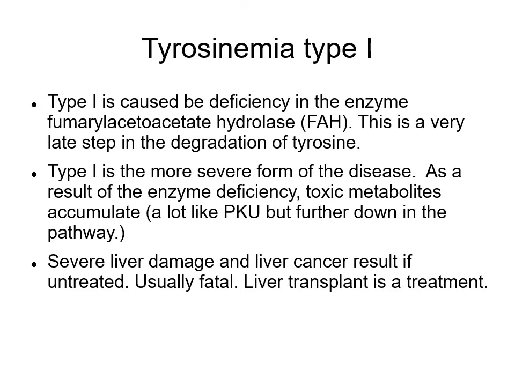Okay, tyrosinemia type 1 is the worst of these. It's caused by a deficiency in the enzyme FAH, fumarylacetoacetate hydrolase. This is a very late step in the degradation. It's a very severe form of the disease because you get accumulation of 4 different toxic metabolites which cause liver cancer, liver failure, and the disease is usually fatal except if you can get a liver transplant.